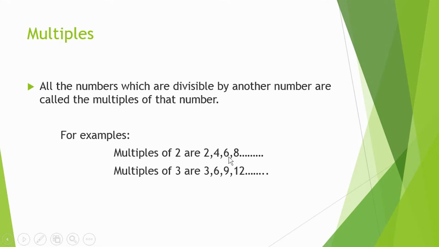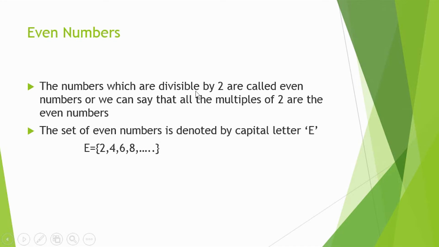Multiples: all the numbers which are divisible by another number are called the multiples of that number. For example, multiples of 2 are 2, 4, 6, 8 and multiples of 3 are 3, 6, 9, 12. In other words, we can say that these are the table of 2 and these are the table of 3. Even numbers are the numbers which are divisible by 2, or we can say that all the multiples of 2 are even numbers.